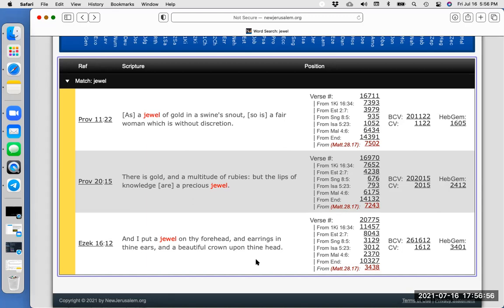This is the tabernacle of God, and we're literally probing the universe, probing God's mind, and he's probing yours, and we're trying to find connections, just like you do in a conversation with people. You try to make connections with them. Okay, so I put a jewel on your forehead, and earrings in your ears, and a beautiful crown on your head. This is a wonderful scripture.